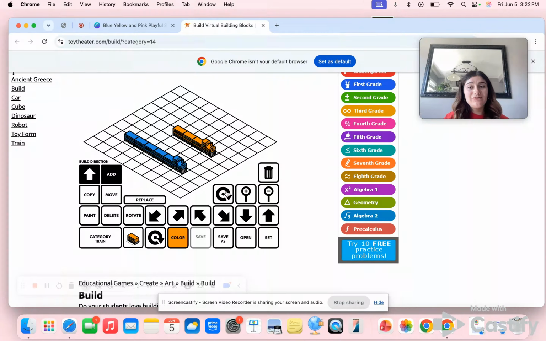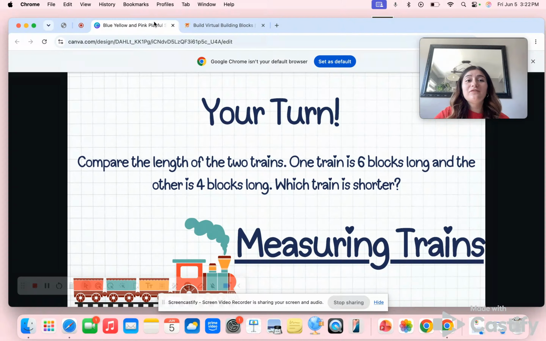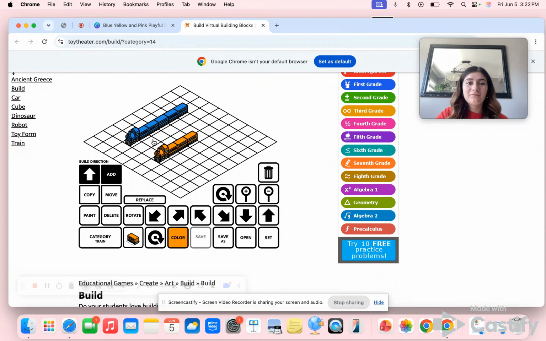Okay, now I want you to share with your partner which of these 2 trains is longer. Oh, I'm so sorry. Which of these 2 trains is shorter? I'm so sorry. The question was, which of the 2 trains is shorter? Is it the blue train that is 6 blocks long or the orange train that is 4 blocks long?